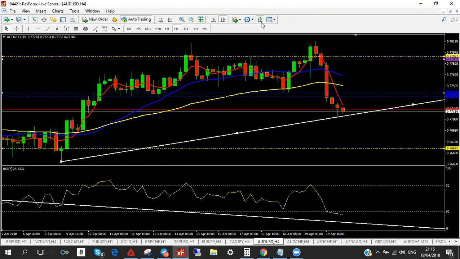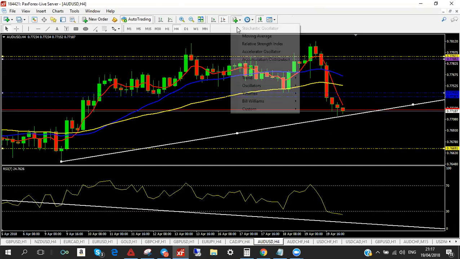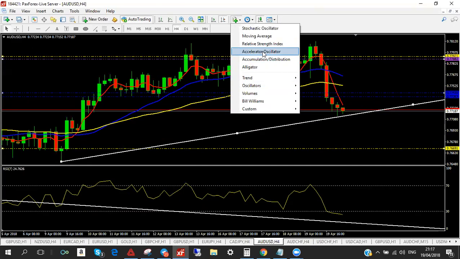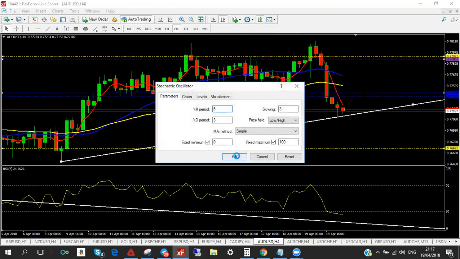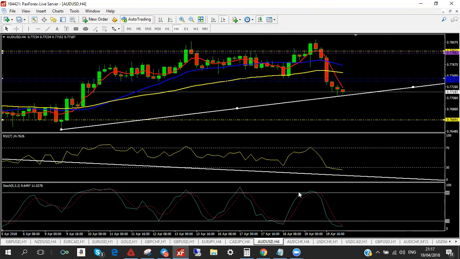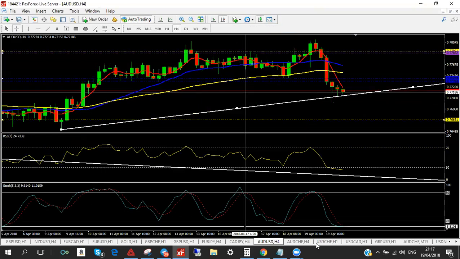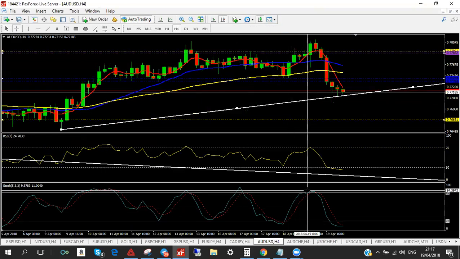Let's just add the stochastics and see what the stochastics is saying in terms of market sentiment. All right. Okay, so right here we got more buyers over seller sentiment, so that's pushing up. Hence, as you can see, let me grab my crosshairs. Boom, we got the upward movement.